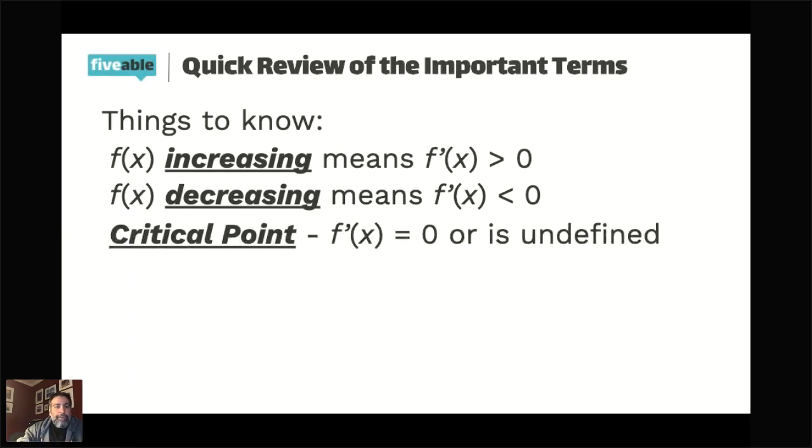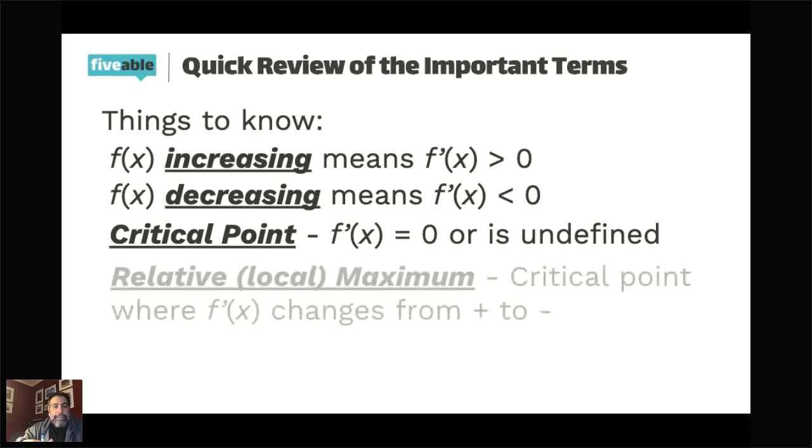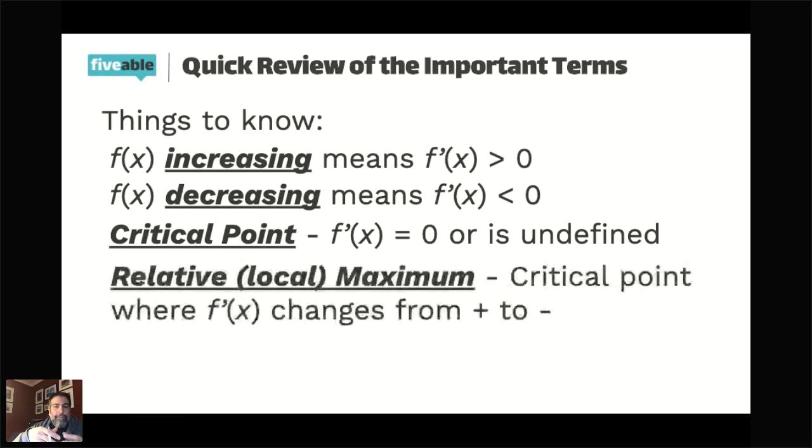There are 2 specific types of critical points that we'll be talking about. One is a relative or a local maximum, and that is when you have established that you have a critical point, so your derivative is equal to 0 or undefined, but your derivative is also going to change signs from positive to negative. In other words, your function will be increasing until this point and decreasing after, and that will cause you to have a maximum.